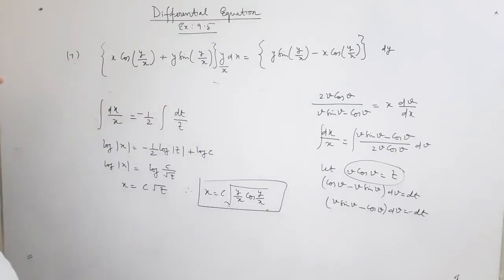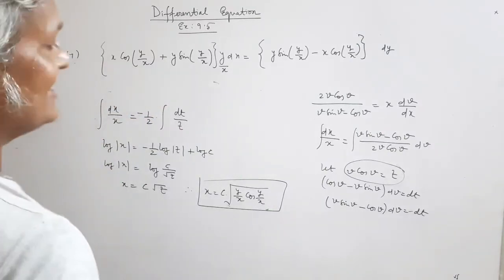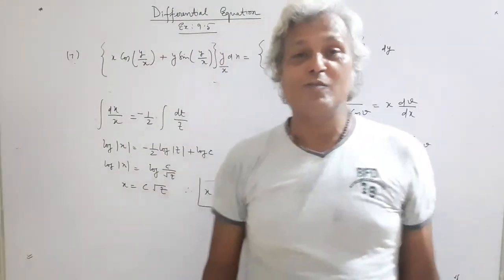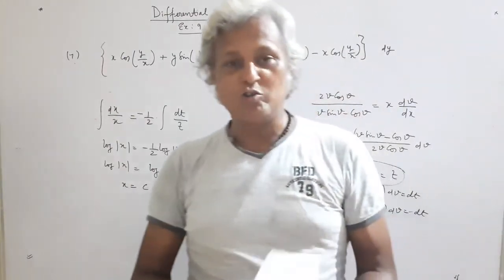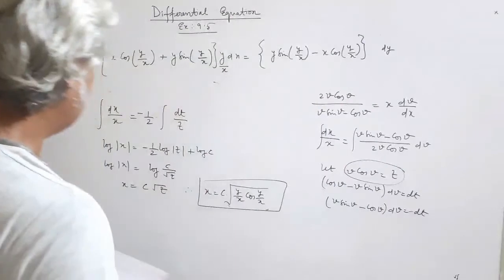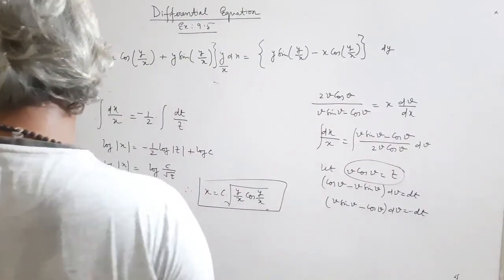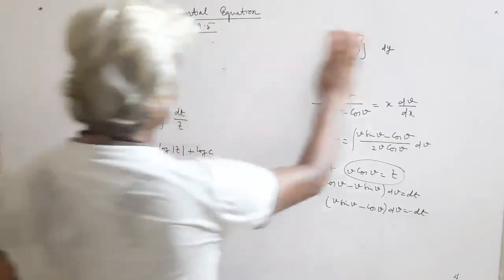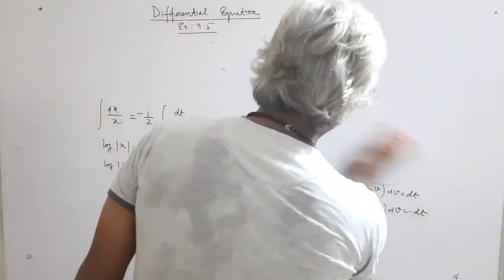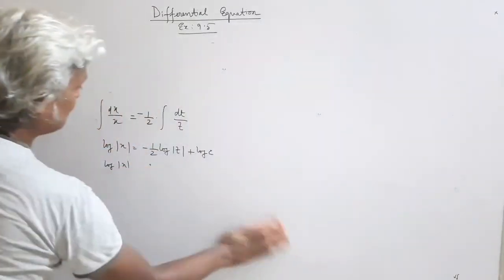And if you find I have made certain mistakes, then you are always welcome to point it out in the comment section. Now I go to the next question. Then the next question is question number 8, which is the very simple question, and actually all these questions are simple only.